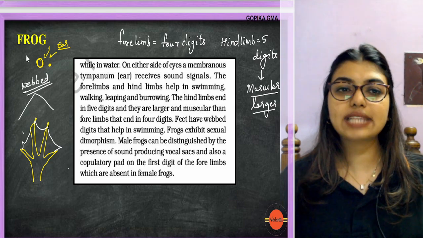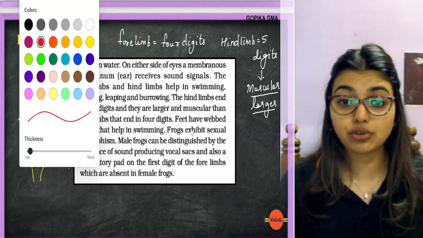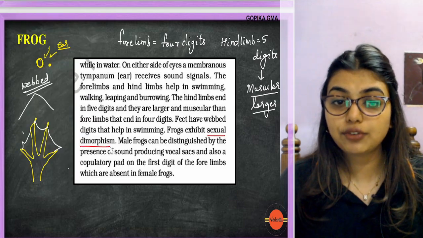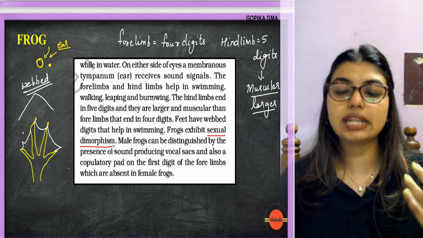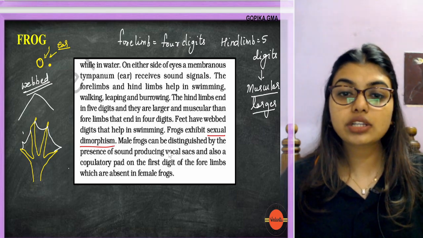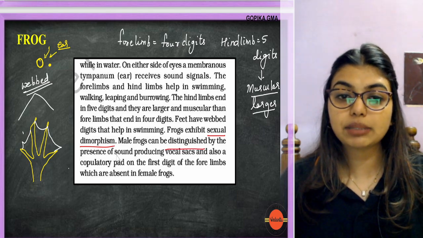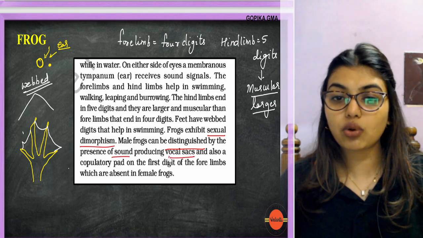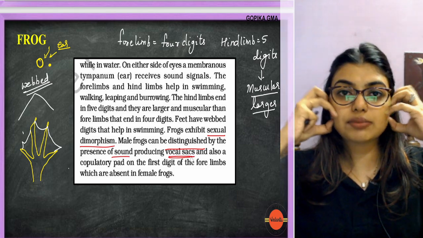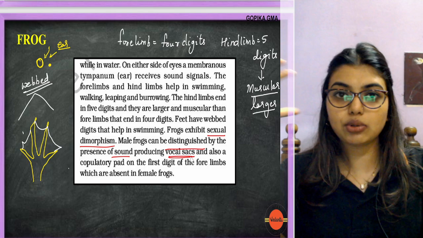Now frogs exhibit sexual dimorphism. I told you already that the male frogs will call the female frogs, telling that our breeding season has come. So male frogs can be distinguished by the presence of a sound producing vocal sac. I think all of you would have seen, when the frog is making sound, this will blow like this, it will come like this.